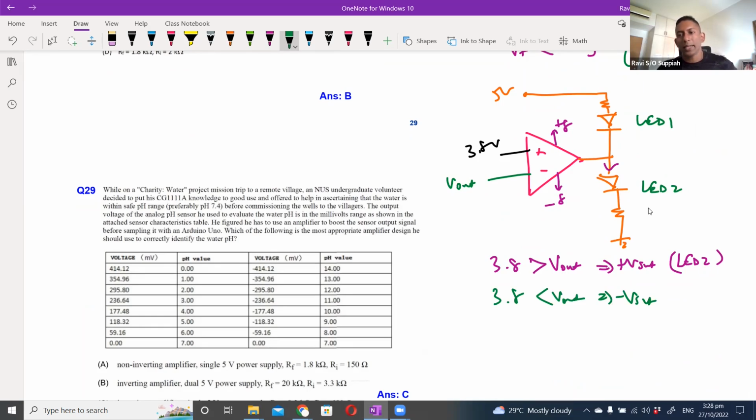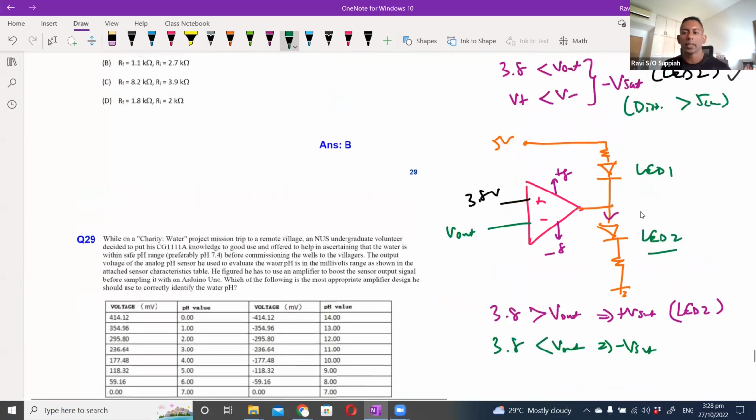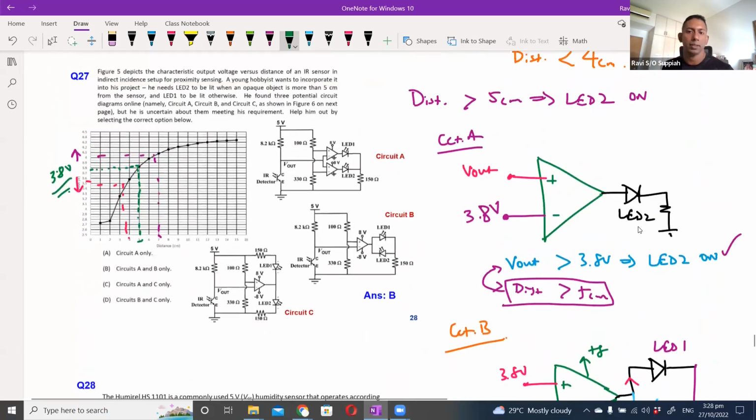But when you go to negative V set, your current also cannot flow in the opposite direction because your LED is reverse bias. LED 2 is reverse bias. So no LED will light up. So this circuit C is not going to work. So the only two circuits that are going to work are circuits A and B. So that's why the answer here is B. So this question is quite tedious, correct? Because you really have to analyze all three circuits before you can actually answer.